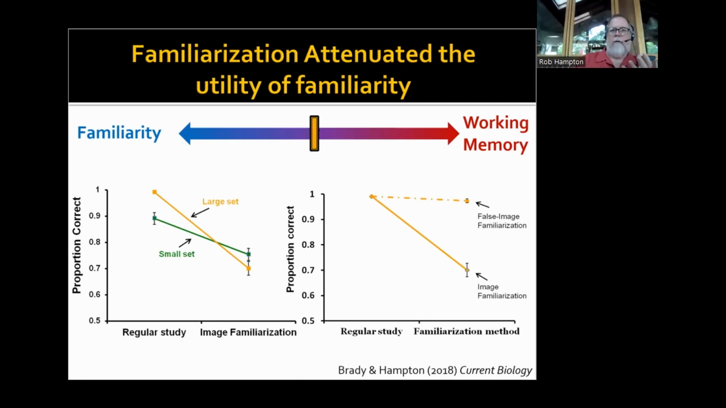So this is a double dissociation now, right? Because we showed that competing cognitive load has a big effect on working memory, but not on familiarity. And this familiarization phase during the study affects the familiarity test more than the working memory test. So it's really pretty strong evidence that we have two different memory systems in play here.